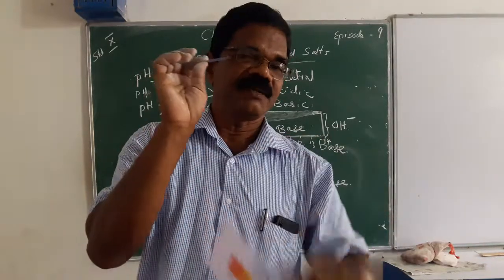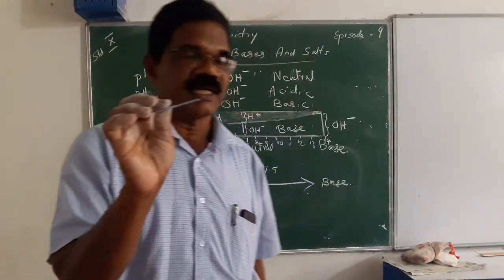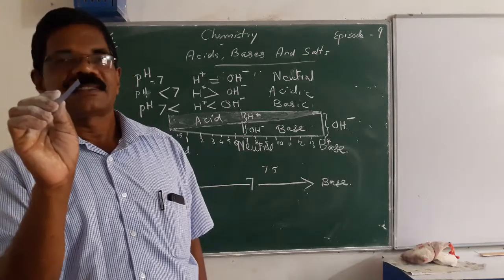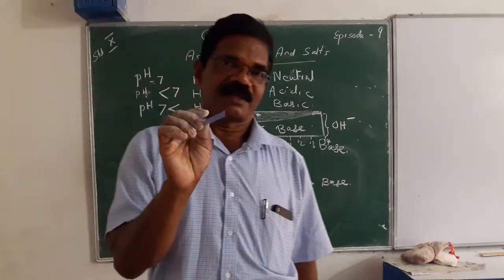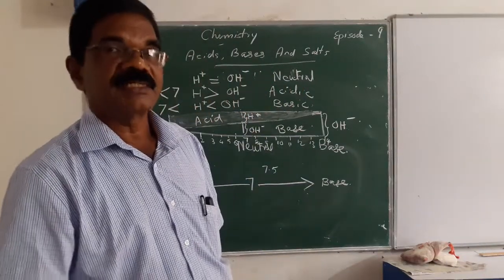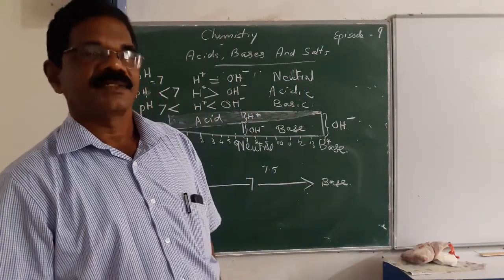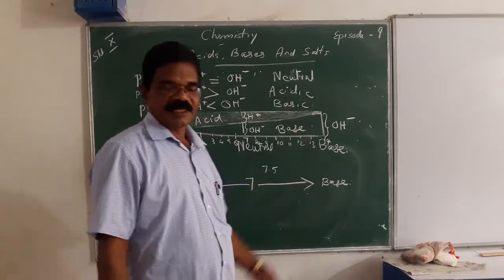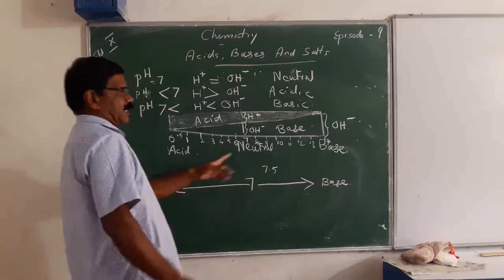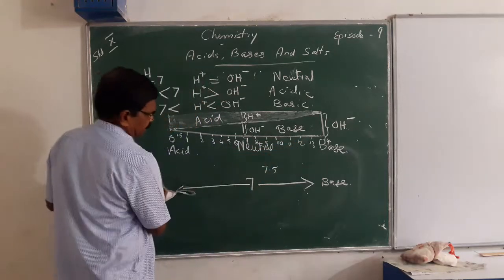Then when we know the pH of the solution, we can reach a conclusion. Here the pH of the given solution is 13. So we can conclude that it is a base. It is a strong base. 13 means almost a strong base.